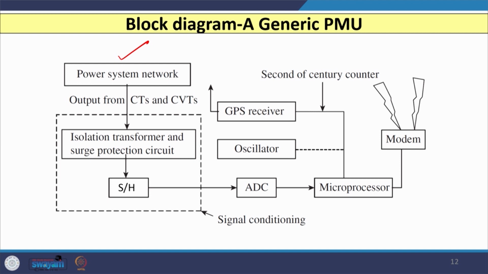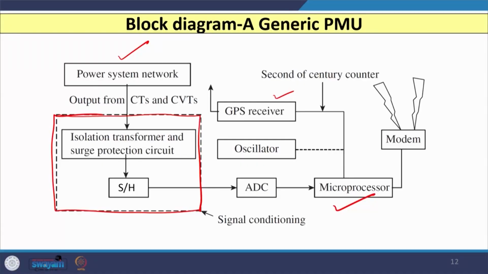Once we have the secondary parameters from CT secondary and PT or CVT secondaries, the isolation transformer and surge protection circuit is there, and analog to digital converters are also there, and this entire unit is known as the signal conditioning block, which we discussed when we discussed the block diagram of digital or numerical relay. Once we have the digitized value of the acquired signals from the output of ADC, that will be given to the microprocessor, and the microprocessor is going to do some computations or calculations, and then through modem it will communicate these signals. This microprocessor is connected with the GPS receiver.